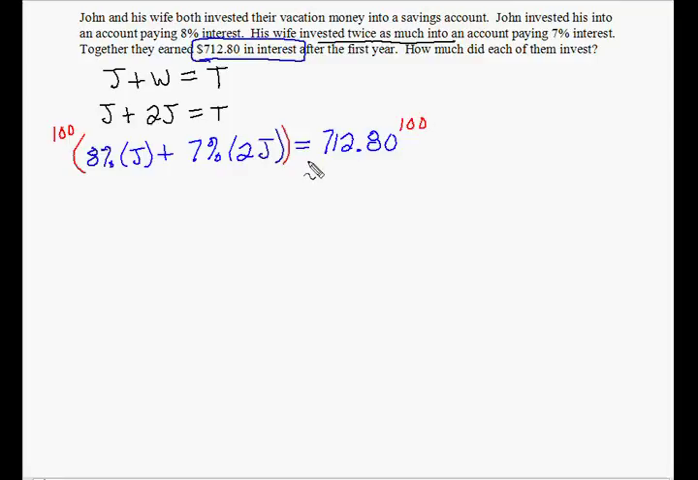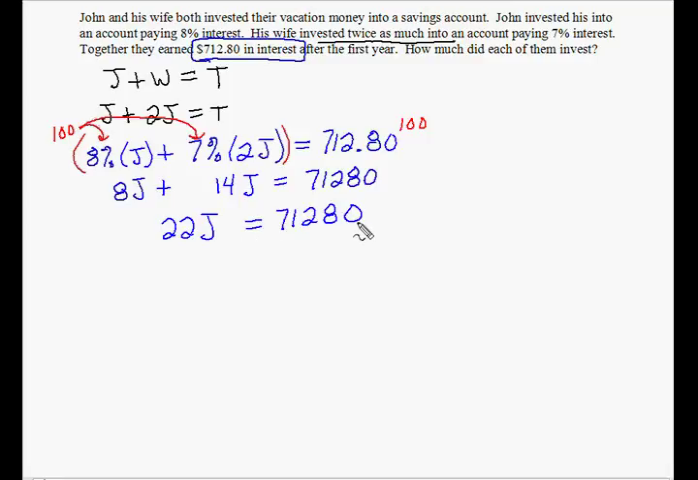It's important to keep the balance and make sure you multiply both sides. So this 100 times that 8% will make the percent sign go away. So we have 8J, and 100 times the 7% is 7, times 2 is 14J, is equal to 71,280. Combining like terms, 22J is equal to 71,280. To get J alone, we need to multiply both sides by the reciprocal of 22 since it's being multiplied.